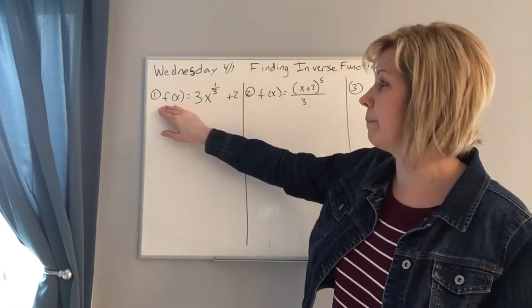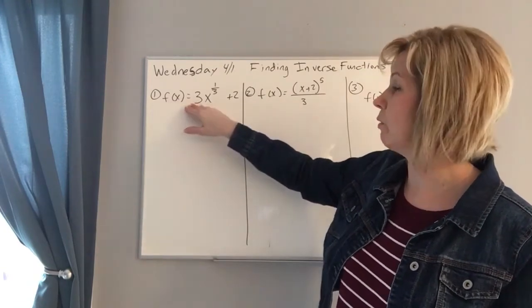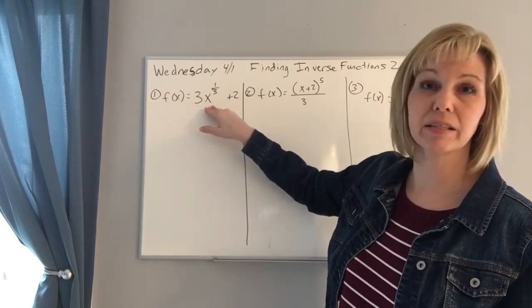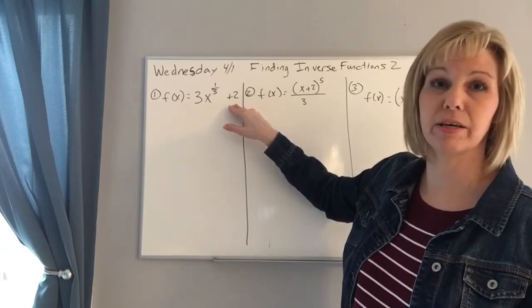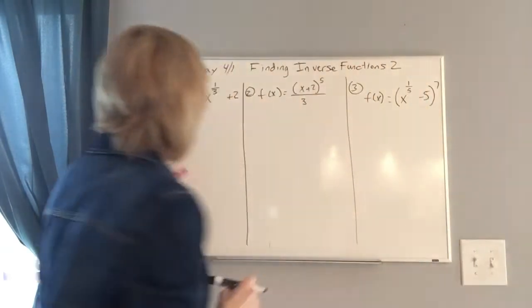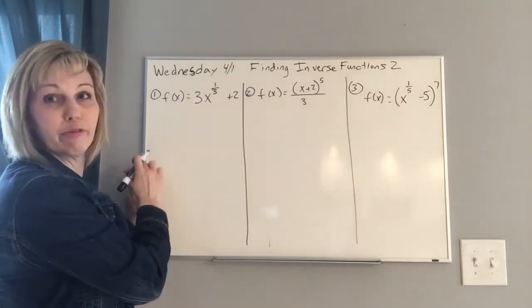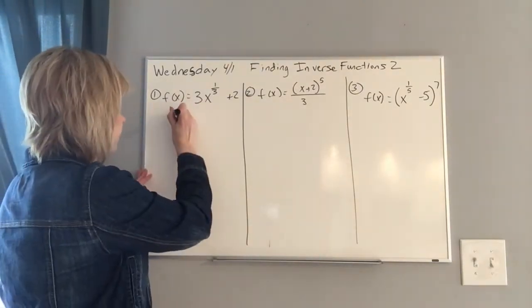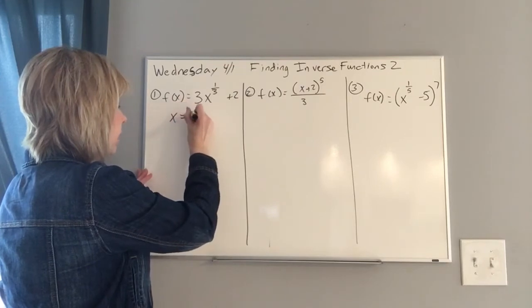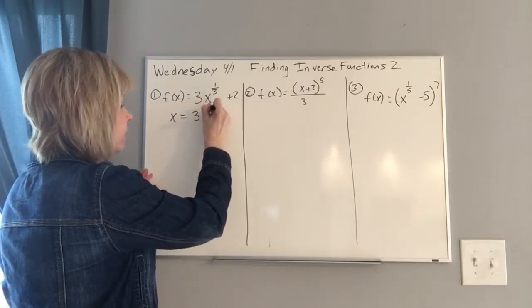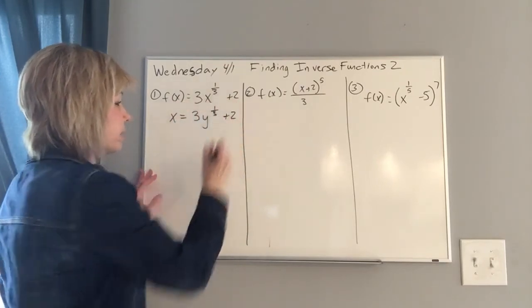So my first one is f of x equals 3x to the 1/3 plus 2. Okay, so we're finding its inverse function. So switch the x and y. Remember, f of x is the same as saying y equals. So we'd say x equals 3y to the 1/3 plus 2.